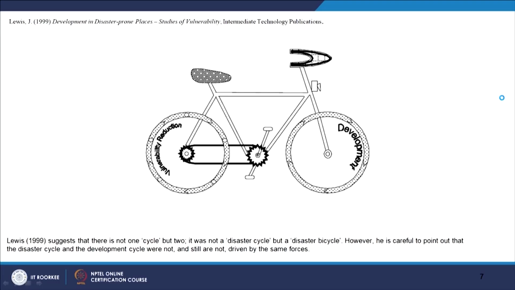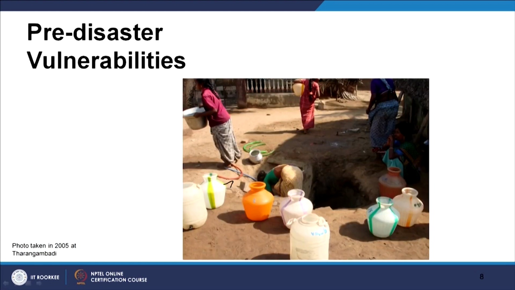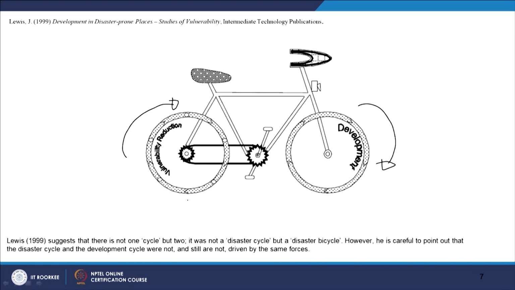Whereas Lewis talks about how it is not just a cycle, it is a bicycle. What he compares is that development takes the forward phase, but ideally if you're riding a bicycle, it should move in this way, but not really. It may move in this direction as well, because they both are not driven by the same force.